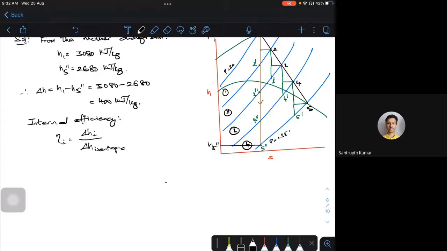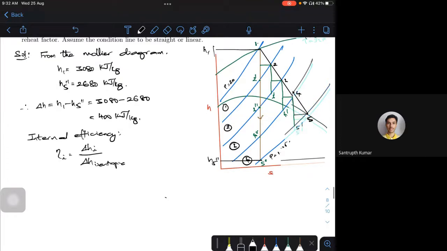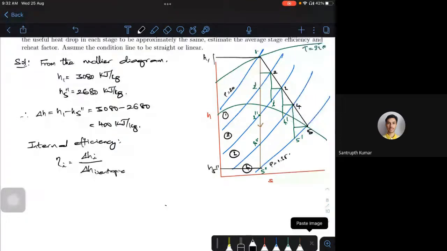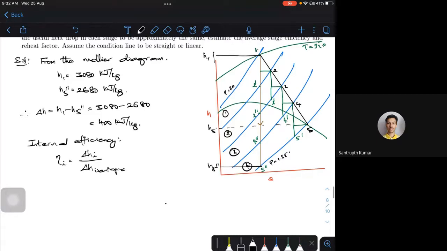So your actual expansion is H1 minus H5 dash, H5 double dash. Now what is expansion? What you have to do? You have to draw a vertical line, and draw a horizontal line with respect to point 5. So get your H5. From the Mollier diagram, get the value of H5.